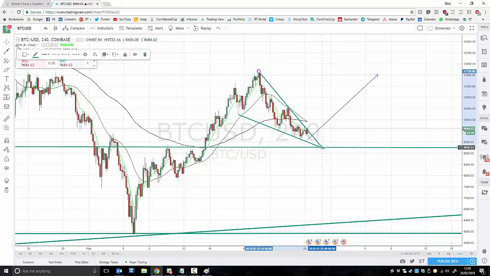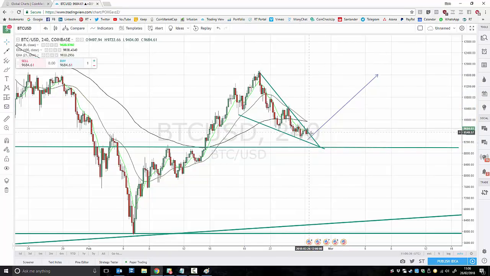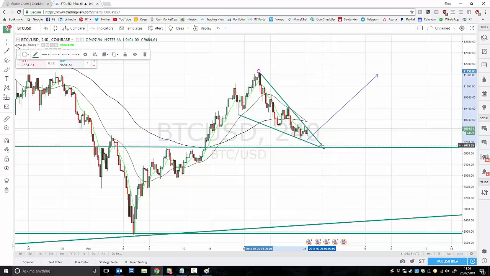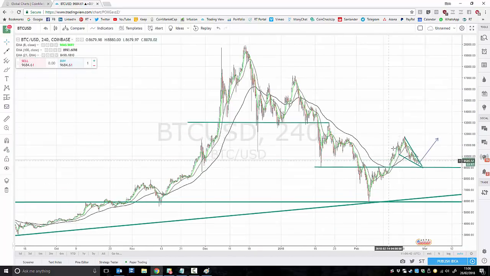I'm just going to leave my line where it was, because I've got a slightly different way of looking at things. So yeah, I'm just going to leave it there for the moment. Basically, Bitcoin is going to break north, and this is just a temporary pullback. So I really wouldn't worry about that.